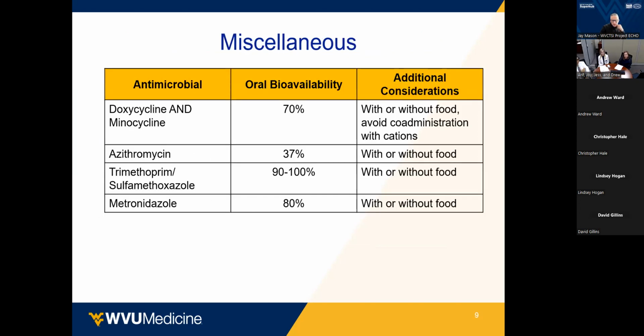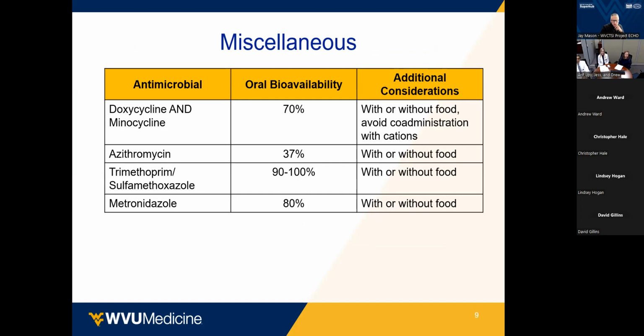Next are a couple of slides about miscellaneous antibiotics. Doxycycline and minocycline have high bioavailability, upwards of 70% or greater. Another agent we would consider avoiding co-administration with cations.